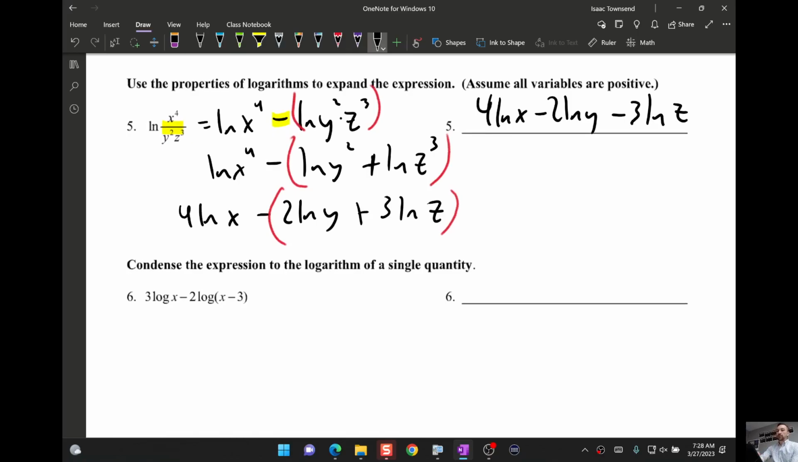Okay, and then one more condense. So again, all of this stuff is really from 3-3, change of base and expanding and condensing. So to condense this, I probably want to get this 3 up out of the way and the 2 up out of the way. And then subtraction condenses to division.